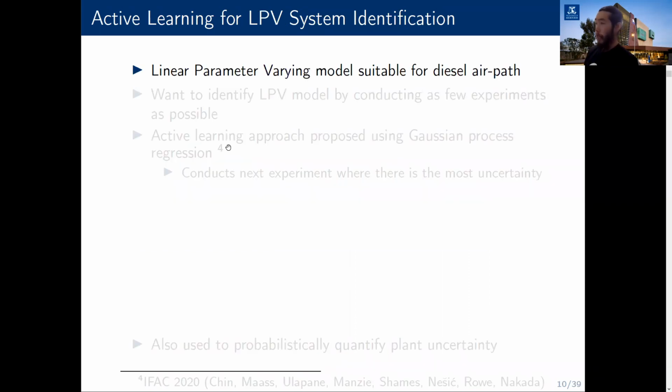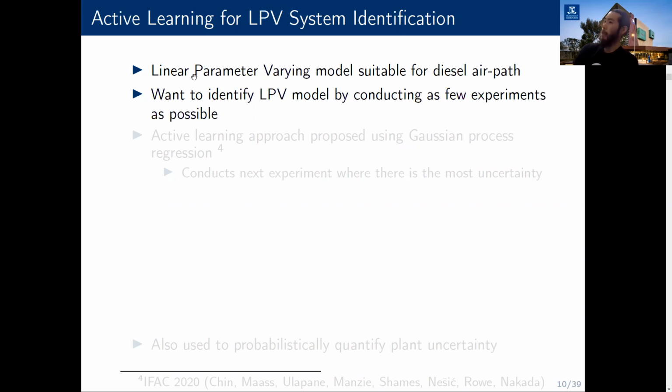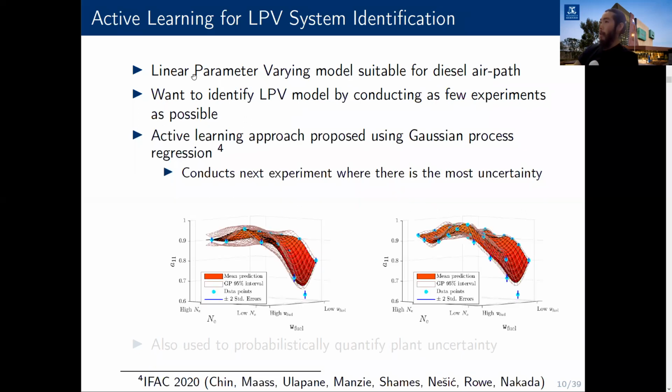So first of all, the dynamics of the diesel air path is actually quite suitable to be modeled with an LPV model because you can parameterize the dynamics in the engine operating point. So we can use an LPV model for the diesel air path. And as before, we have a limited amount of time to conduct physical experiments. So we want to identify a model by conducting as few experiments as possible. And so the approach proposed here is using active learning.